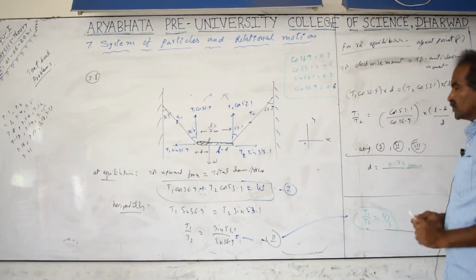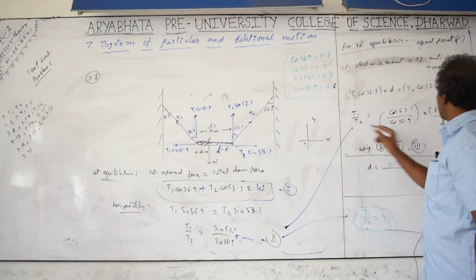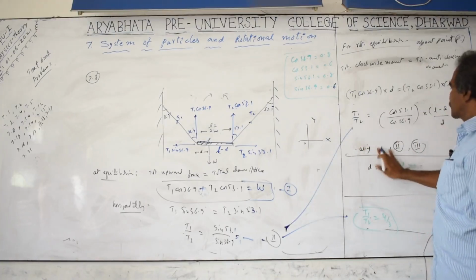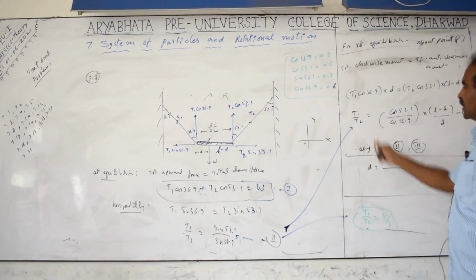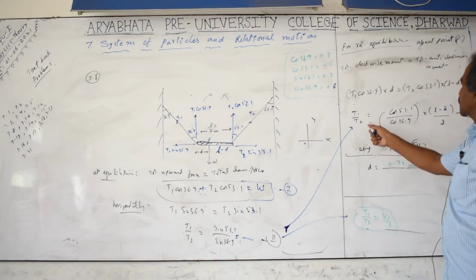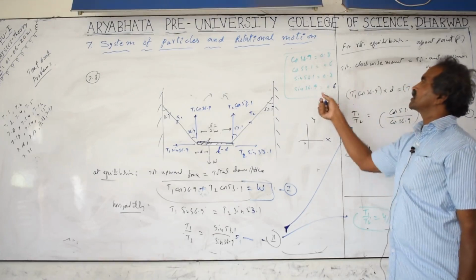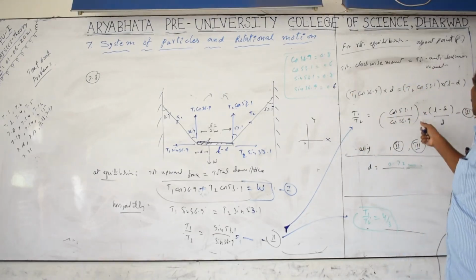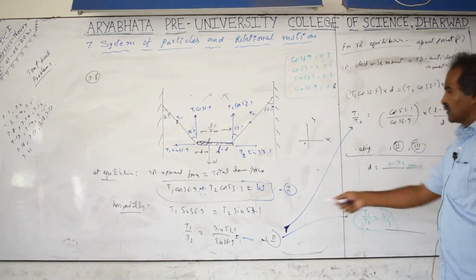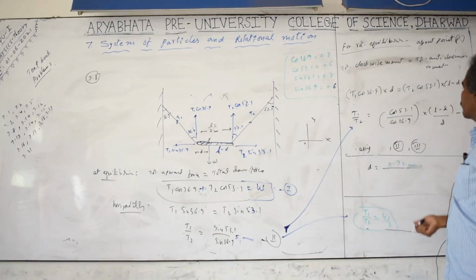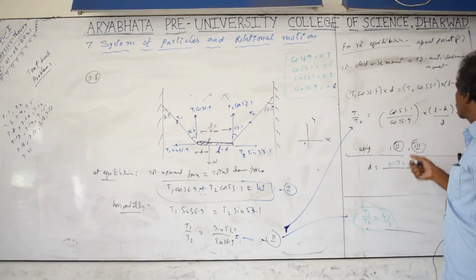So T1 by T2 from equations 1 and 2 and this equation 3, equation 1 is not required in this problem. Substitute the T1 by T2 value, which is 4 by 3, and the cos component values here, into L minus d by d. You can use tan if you want. Check what you get.